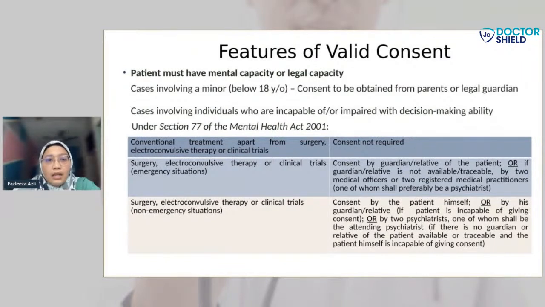And in a non-emergency situation involving surgery, electroconvulsive therapy, or clinical trials, consent by the patient himself is required, or if not, by his guardian or relative, if the patient is incapable of giving consent, and again by two psychiatrists, one of whom shall be the attending psychiatrist, if there's no guardian or relative of the patient available or traceable, and the patient himself is incapable of giving consent.